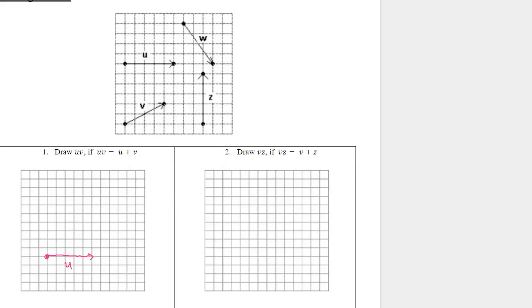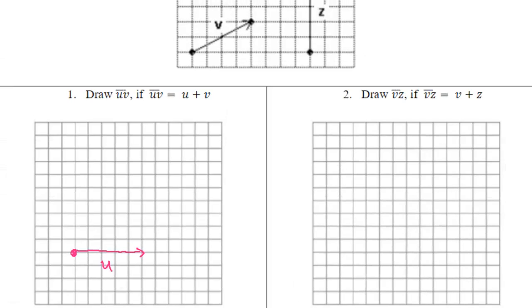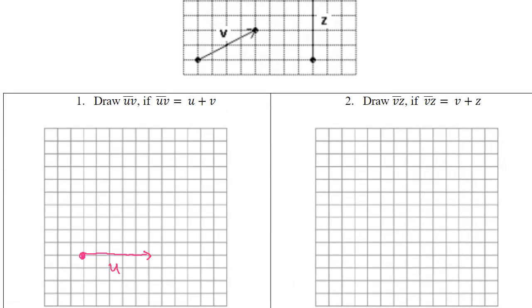And then, because I'm already where u ended, v is going to start there. So v has an x distance of 4 and a y distance of 2. So I'm going to go over 4, up 2. And this is v. Where u started and v ended is my addition vector, u plus v. And I'm done.